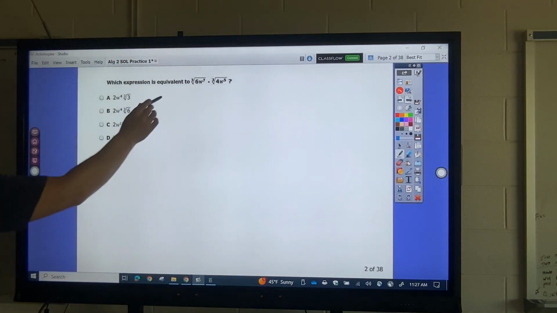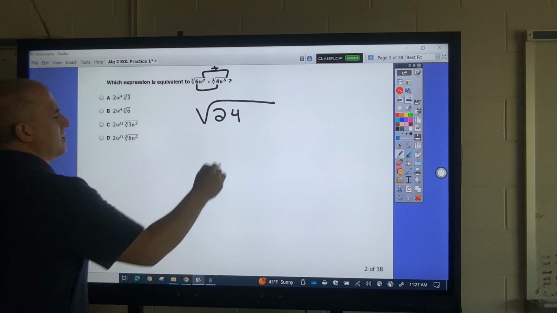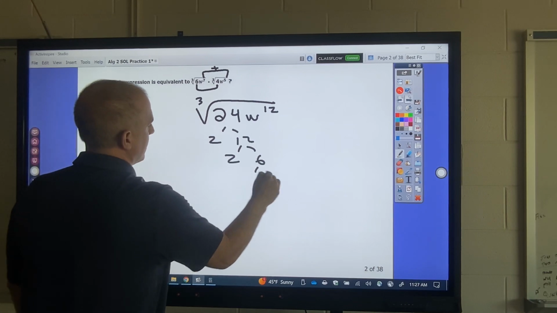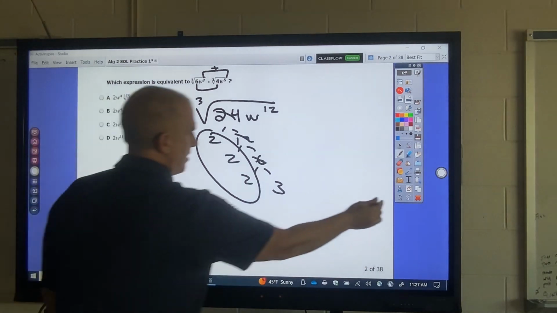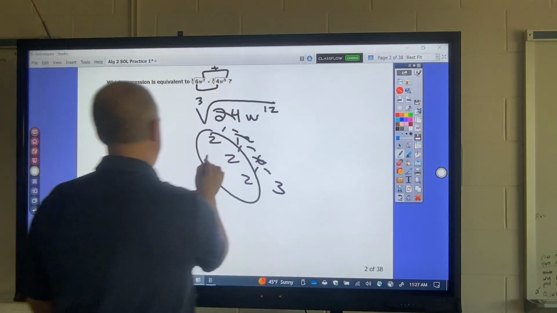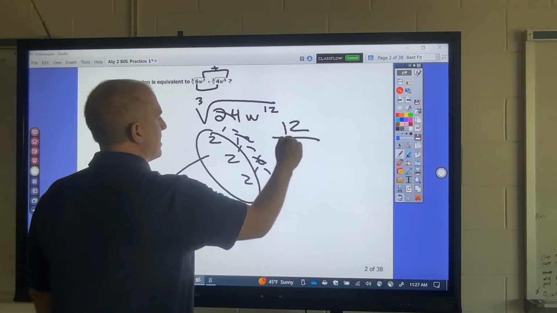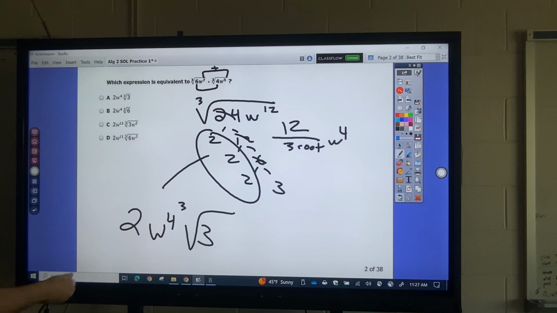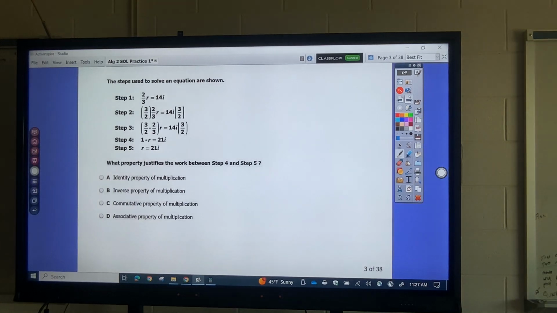All right, this one we would want to multiply those. That's 24. We want to add those exponents, which would be 12, and it's cube root. So 2 and 12, 2 and 6, 2 and 3. Cube root, I'm circling 3. I'm still only allowed to take 1 per circle group, so 2 cube root. All right, I got 3. Now I'm going to take 12 and divide it by 3 because that's the root. So that's going to be w to the 4. So that 2w to the 4 with 3 on the inside will be letter A.